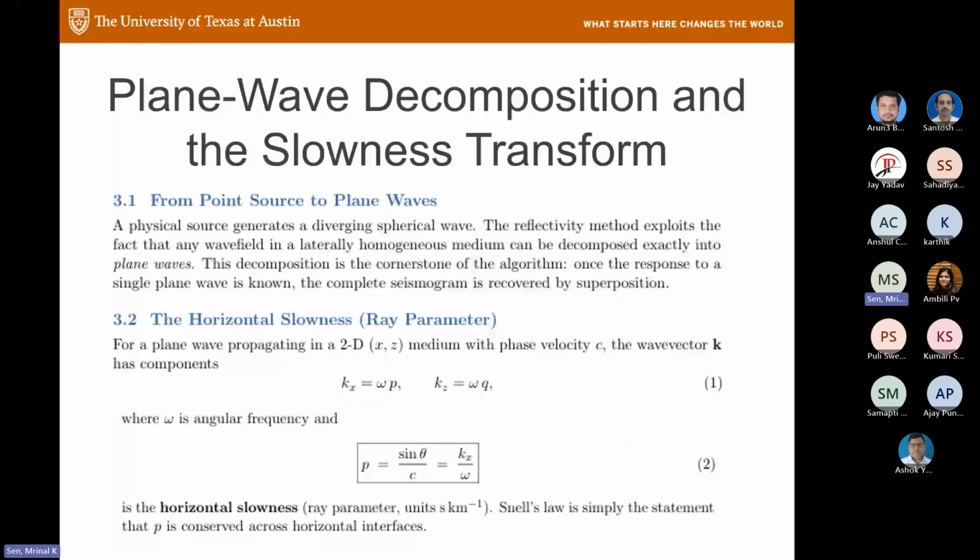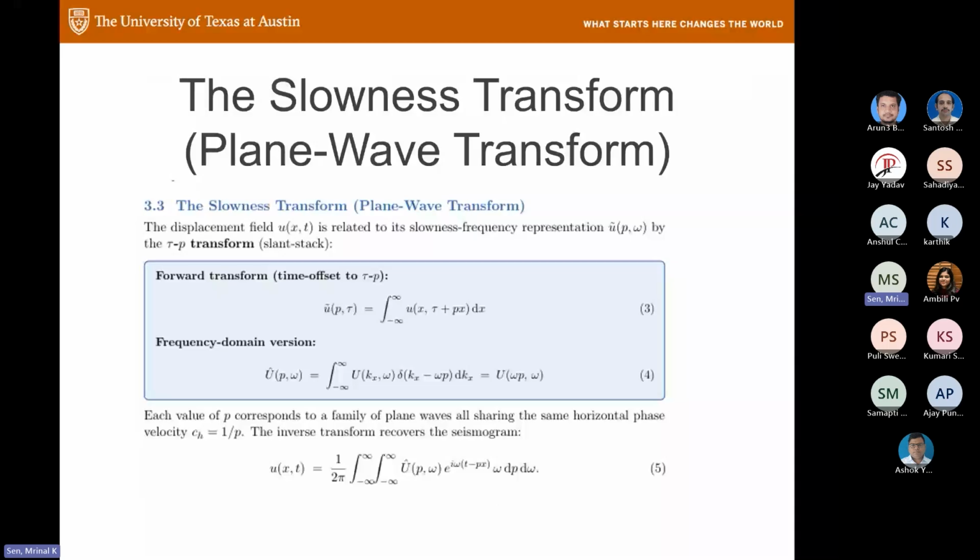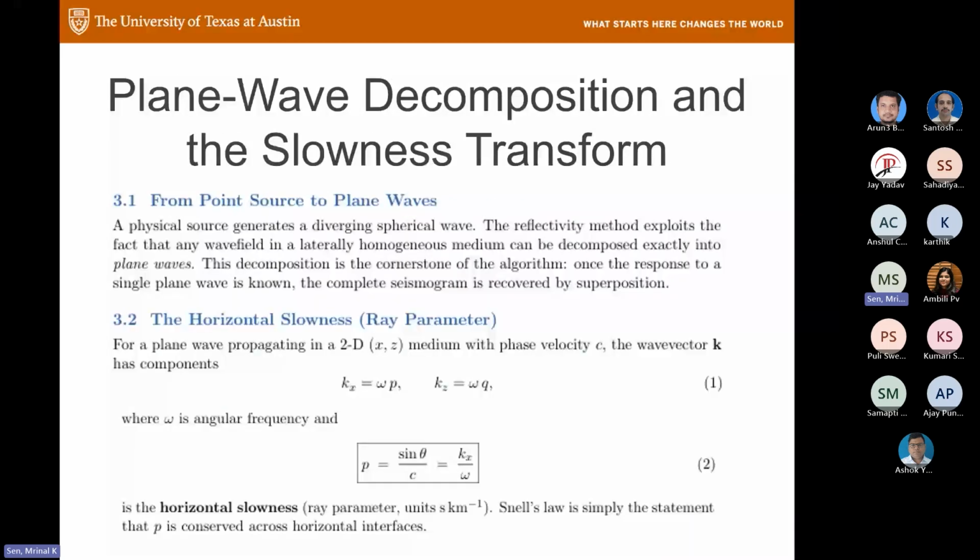That is why I spent a little bit of time last week, or maybe the week before, on plane wave decomposition. I'll just summarize what we discussed before. What we are going to do is compute synthetic seismograms first in the plane wave domain. So we will compute the response to different plane waves, and then we'll apply a superposition of these seismograms. When I say superposition, it is the same as what I showed you earlier, a Fourier transform or Hankel transform.